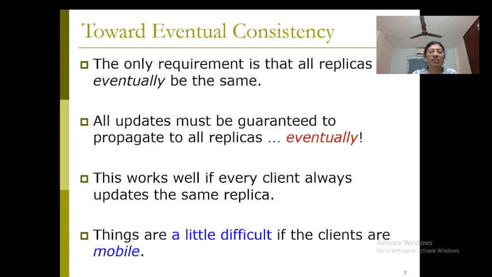Towards eventual consistency, the only requirement is that all replicas will eventually be the same. All updates must be guaranteed to propagate to all replicas eventually. This works well if every client always updates the same replica. Things are a little more difficult if the clients are mobile.